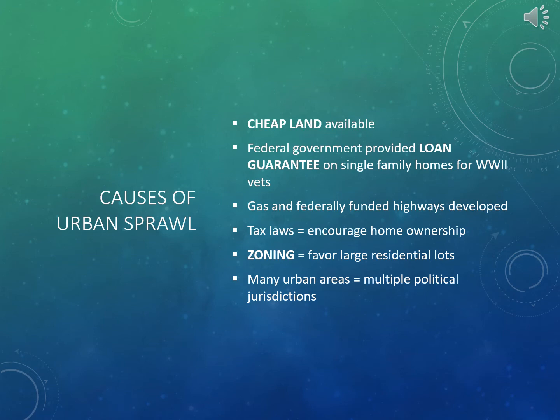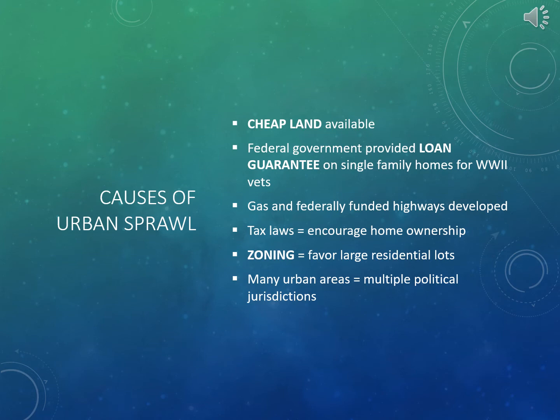And after World War II, the federal government began providing loan guarantees to single-family homes for returning World War II vets, meaning that those homes had to be built and were often built on the outskirts of cities. Once transportation in individual cars became a common thing, gas and federally funded highway systems developed, which allowed for movement between the suburb and the city where most work was done. Federal tax laws began encouraging home ownership by providing refunds or tax breaks for owning a home.